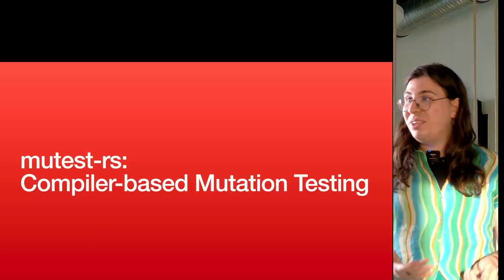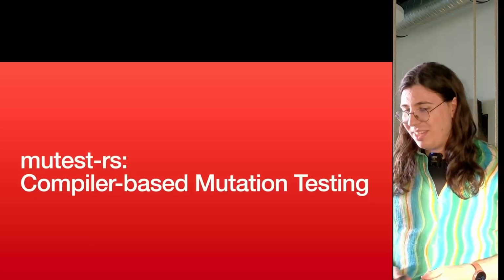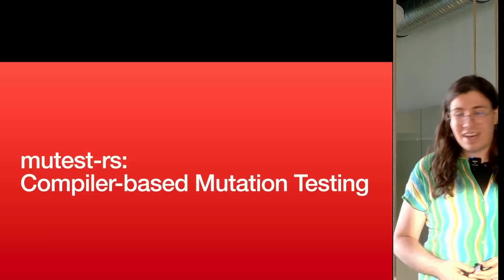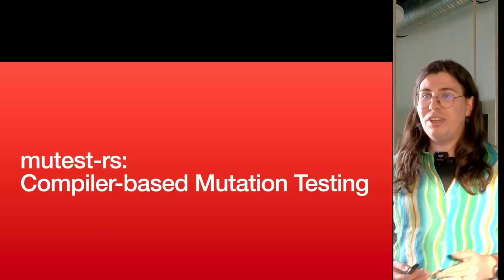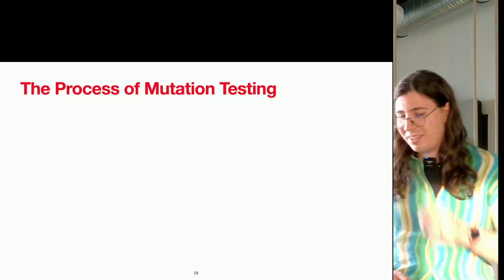So to move on to mutest-rs itself, how it works, and some of the interesting aspects of that. mutest-rs is based on the compiler itself to achieve mutation testing, and I'll get into exactly what that means and how it works later.